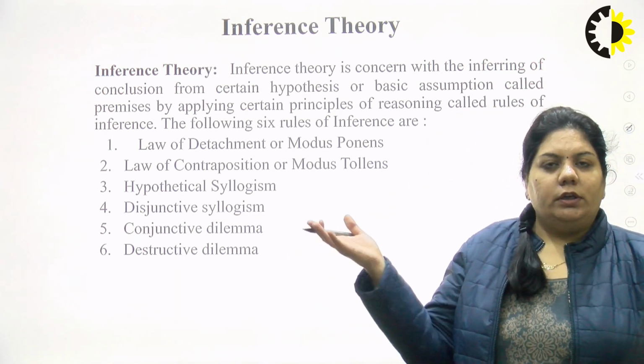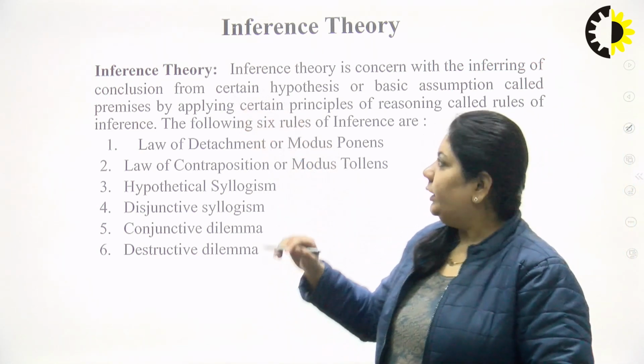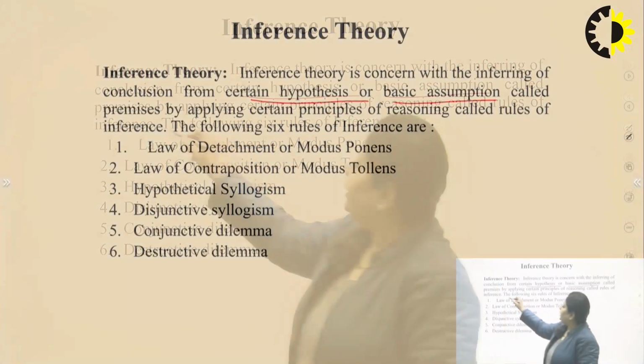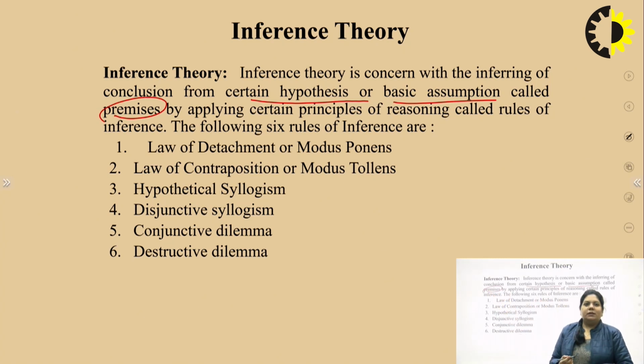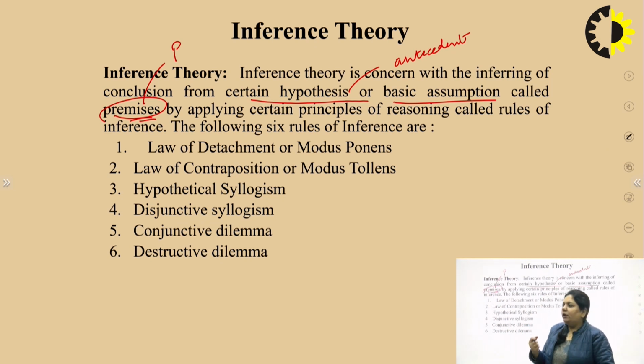So let us know what inference theory is and what the rules of inference are. Inference theory is concerned with inferring the conclusion from certain hypotheses or basic assumptions called the premises. What are premises? Premises are the basic assumption or hypothesis, or we can say the antecedent also. That is, something we have already assumed or that is given to us, known as premises, and we can give the premises any variable. For most cases, we name the premises P, for example.